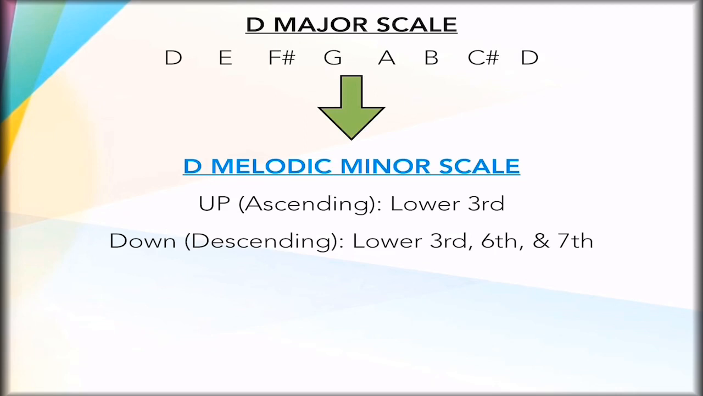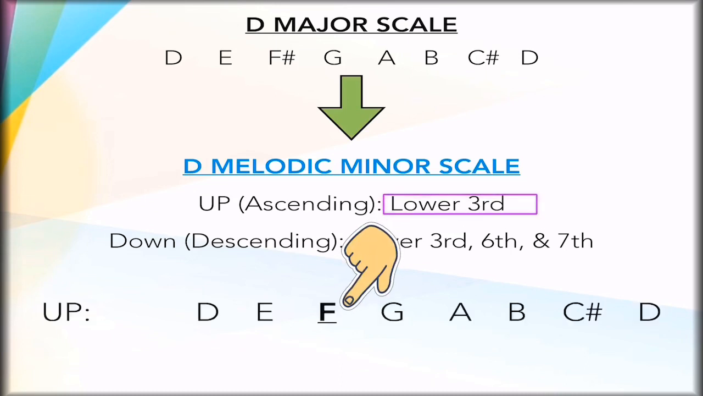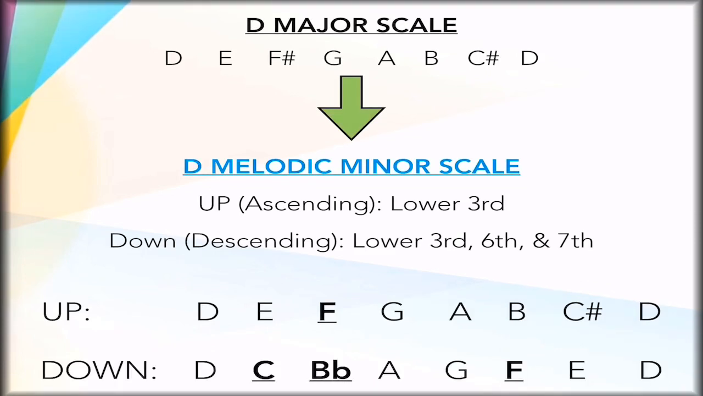So going up, we're going to lower that third scale degree, which is that F sharp note, which becomes an F natural. That means that all the rest of the notes on the scale stayed exactly the same. Now, when we are going downwards, this will change. I wrote the notes in backwards order so that you would know what order you're actually going to play them.